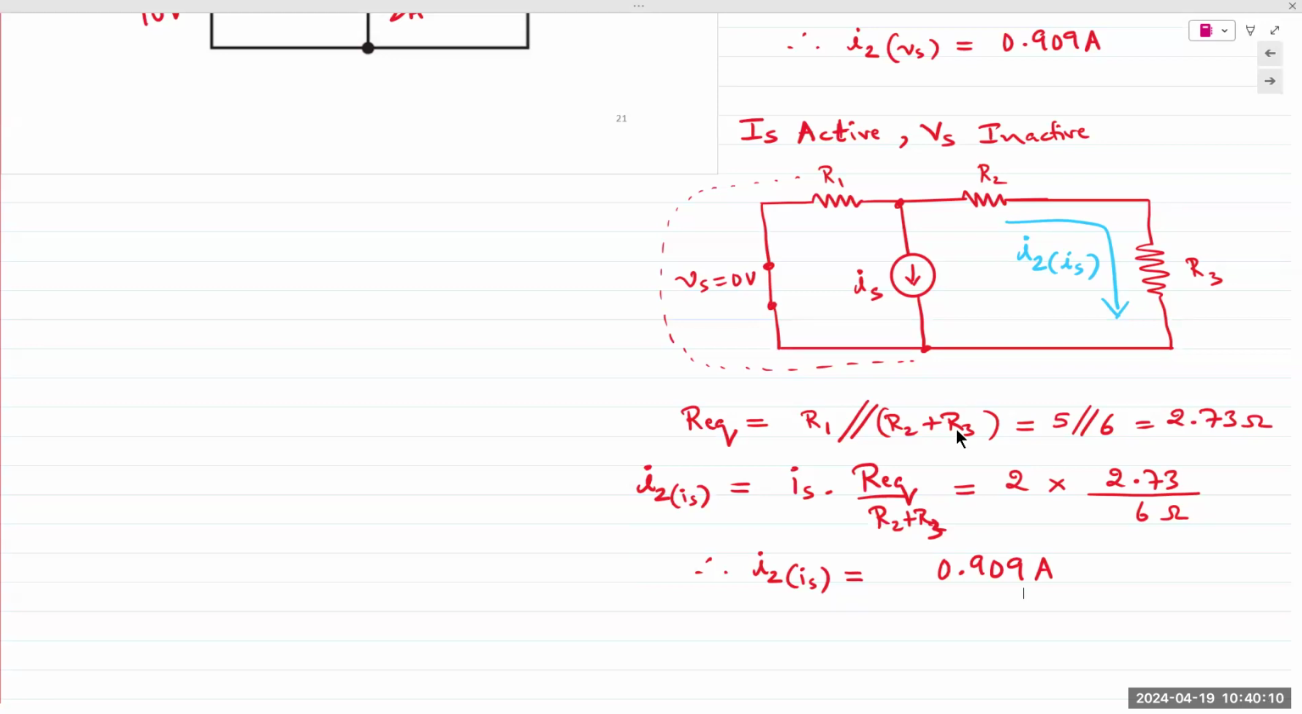So the observation is that the IS is flowing down. If it's flowing down, then it's coming down here. It's going this way. Splits in two, and basically it's in opposition to our actually measured I2, IS. And so the actual value of I2 due to the current source, IS, is minus 0.909.